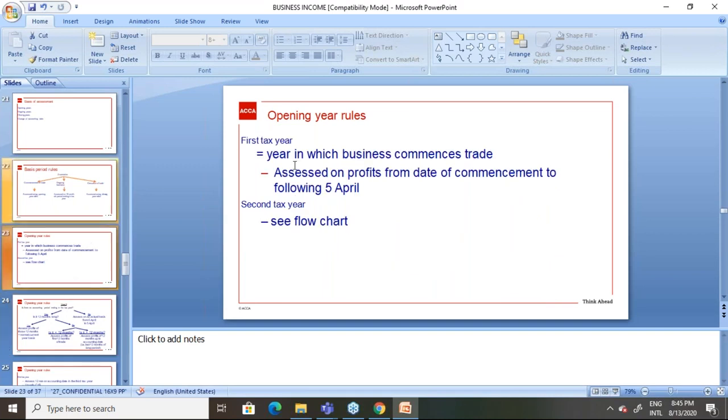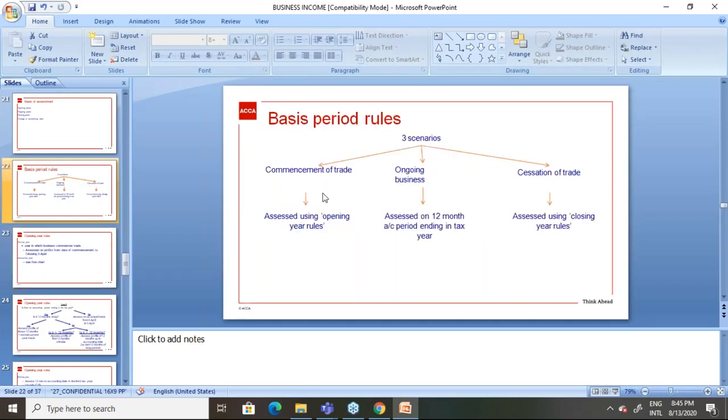If it is a newly started business, first you need to identify the first tax year of the business. Listen very carefully. If it is a newly started business, the first thing that you should do is identify the first tax year of the business. How do you identify the first tax year of the business? By looking at the date of commencement.